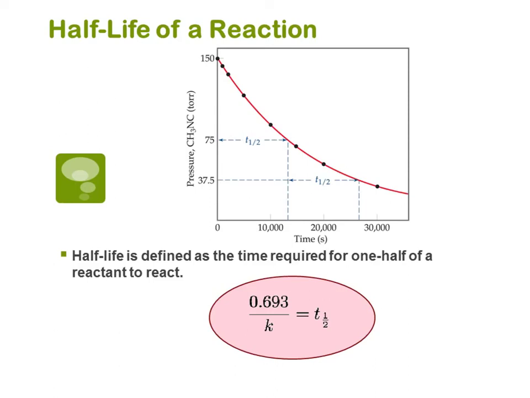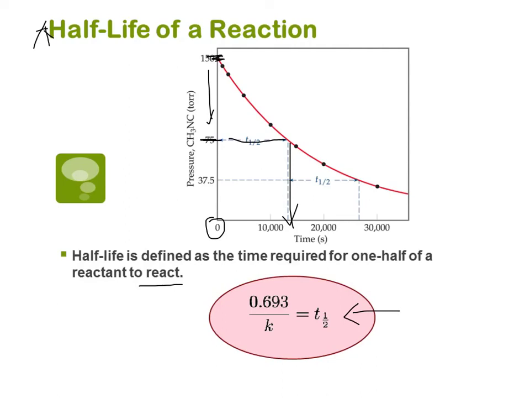One thing we need to talk about is the half-life of a reaction, and we're only going to find half-lives of reaction for first order overall reactions. Half-life then is defined as the time required for 1/2 of a reactant to react. If we look at our graph here, here's our time 0. We've got 150. So half of that is at 75. And what we're looking for is the time that it takes for half of that to react. We can calculate that using this formula here.